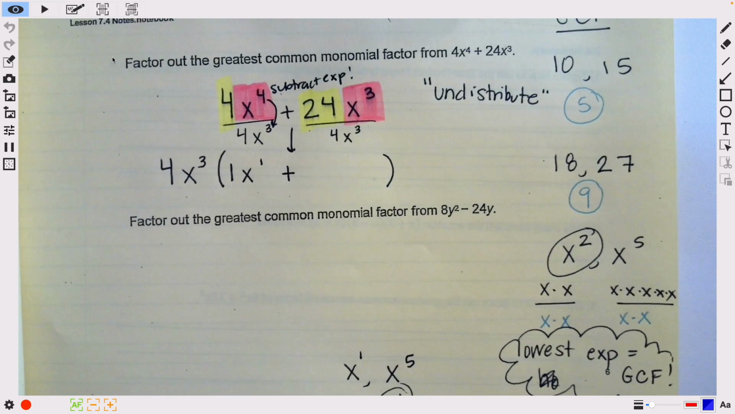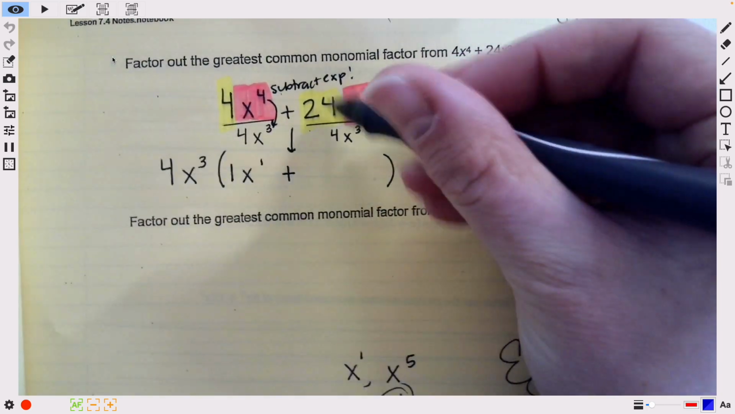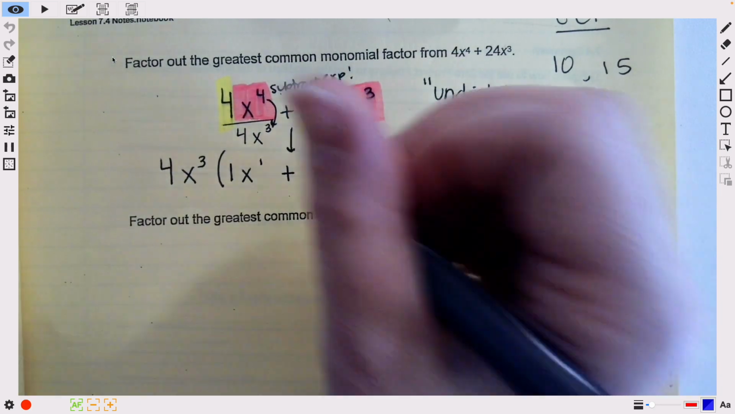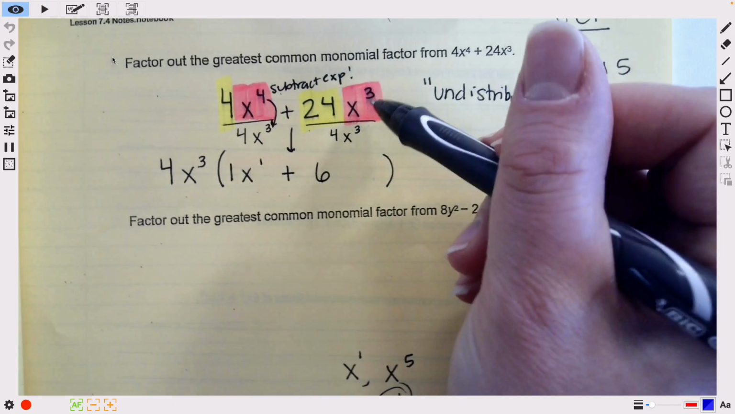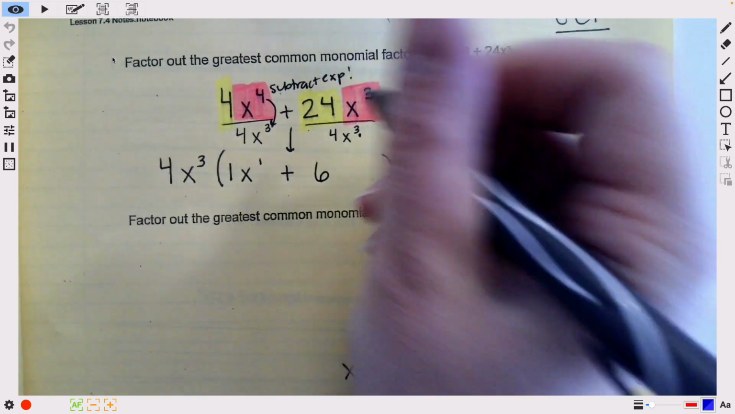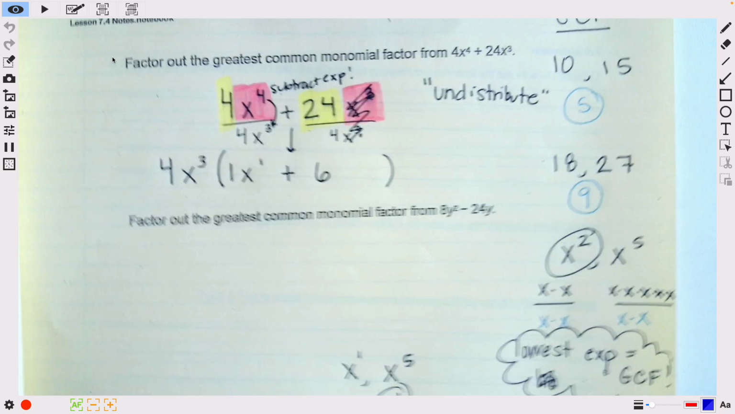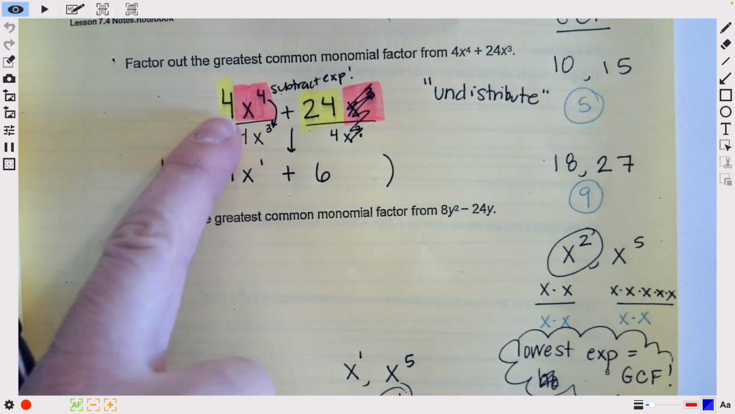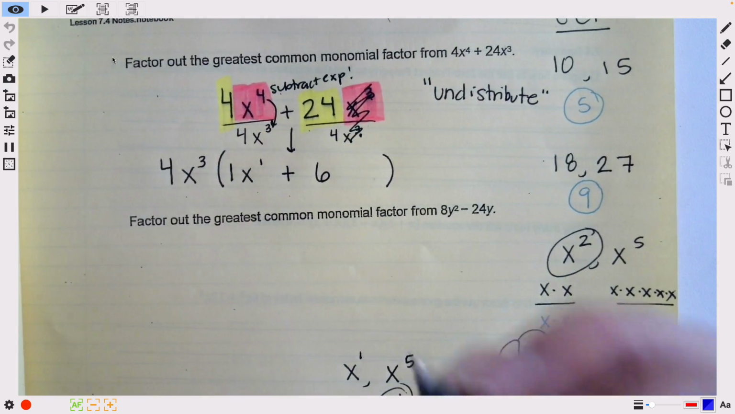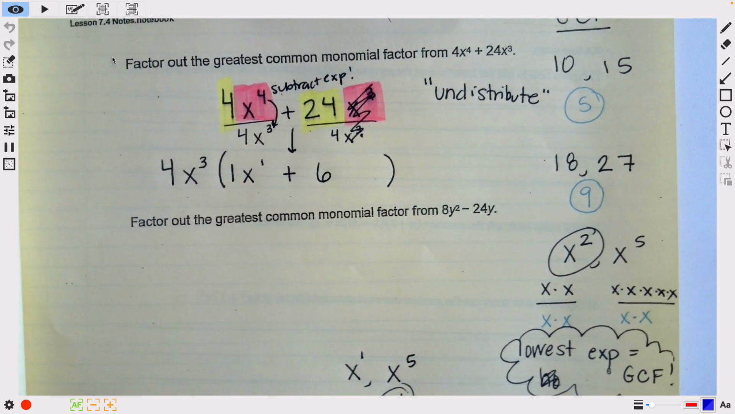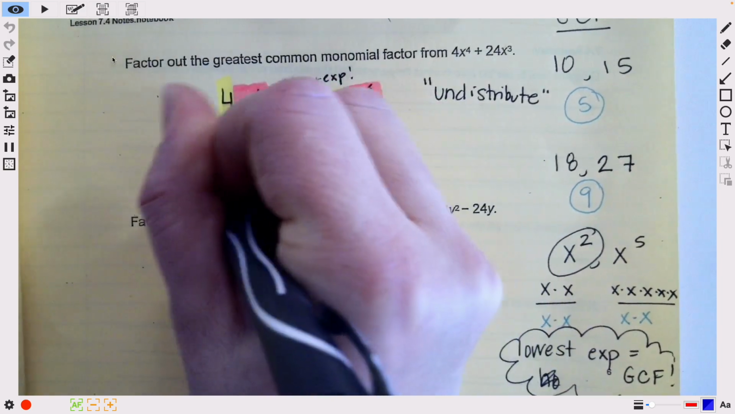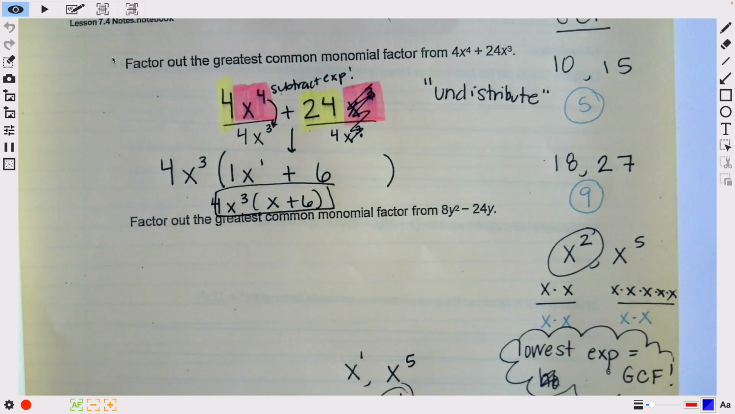Let me go to the next one. Jordan, what's 24 divided by 4? 6. Okay. 3 minus 3 is just 0. That means all of the x cubes cancel out, and this is your answer right here. Now, if you were to redistribute that 4x cubed, guess what you would get? 4x to the 4th plus 24x cubed. Now, we don't usually write it as 1x to the 1st, so I'm just going to clean that up and just make it x plus 6. Oop, I cut off the 4, sorry.